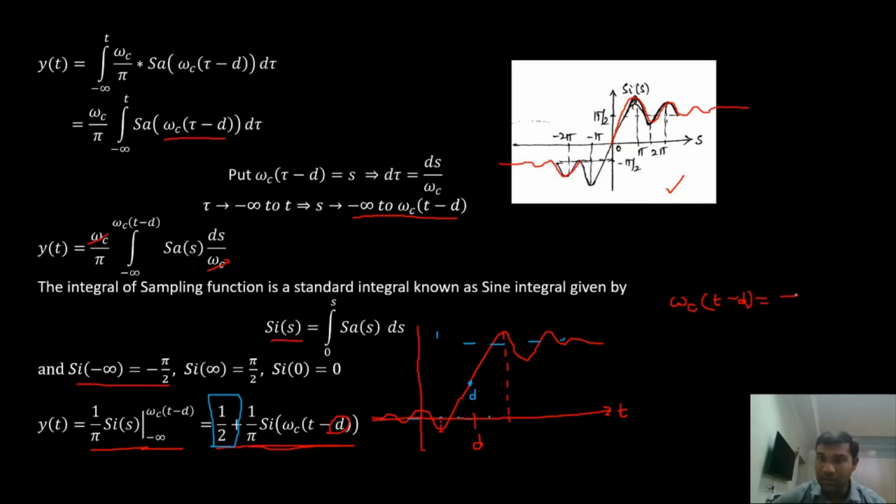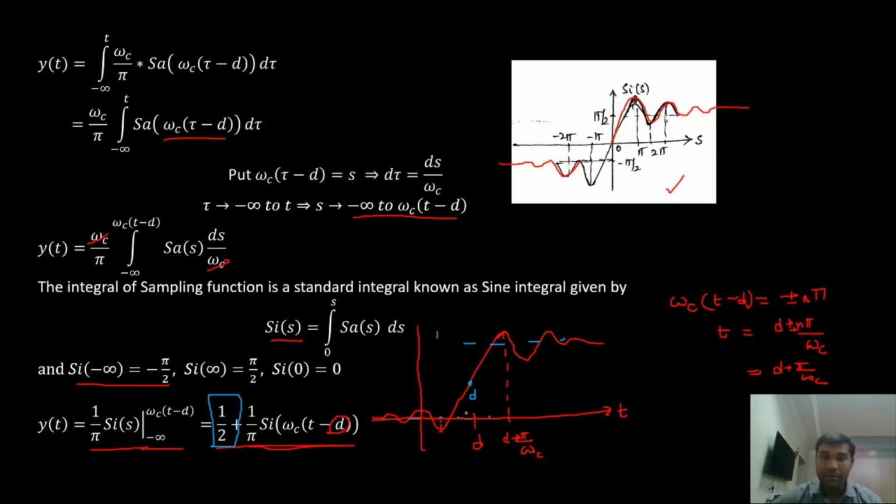It is equal to plus or minus n pi. So what is t? T is equal to d plus or minus n pi by omega c. So what is the value of t when I have my maximum amplitude? It is d plus pi by omega c, right? Because it's on the positive side of t, right side of d. So this is nothing but d plus pi by omega c.